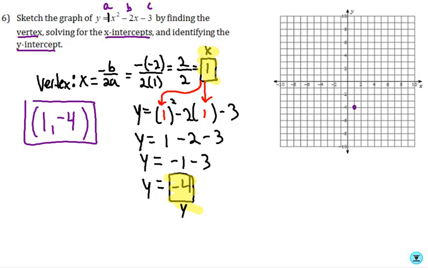All right, so the next thing they're asking about is the x-intercept. So we got the vertex, we're good there. They're asking about the x-intercepts, right? So there's two ways you can find the x-intercepts. You can factor, or you can use the formula. So we'll say factor or formula.